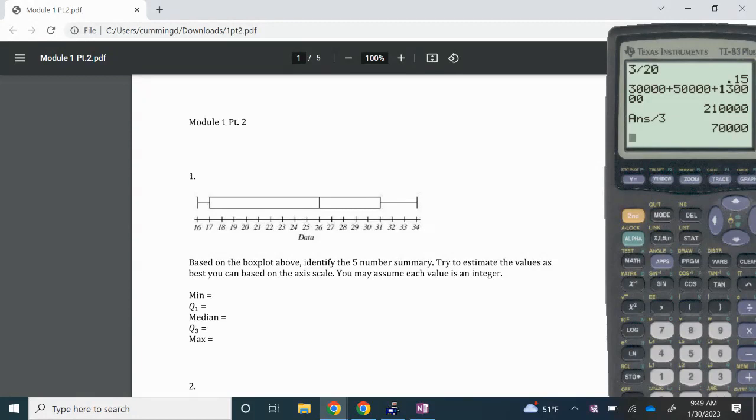So now notice there's a graph, a number line down here. So the minimum value would be 16. Q1, which is the first quartile, is 17. The median, so notice they didn't write out Q2, they just wrote out median, which is synonymous with Q2. So the median value is 26. Q3 is 31, and the maximum value is 34. All right, so that's how you would read a box plot.